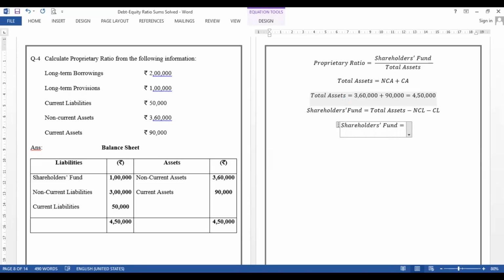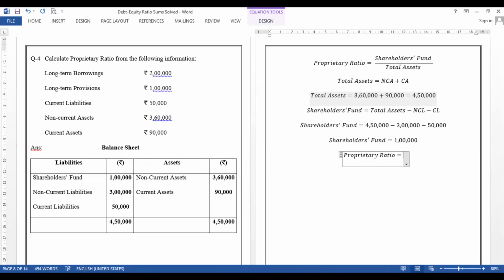Shareholders fund will be equal to total assets, 4,50,000, less non-current liabilities, 3 lakh rupees, minus current liability, which is rupees 50,000. So shareholders fund will be 4,50,000 minus 3 lakh minus 50,000, that will be rupees 1 lakh. So we have shareholders fund with us, we have total assets with us, we are ready to calculate proprietary ratio.